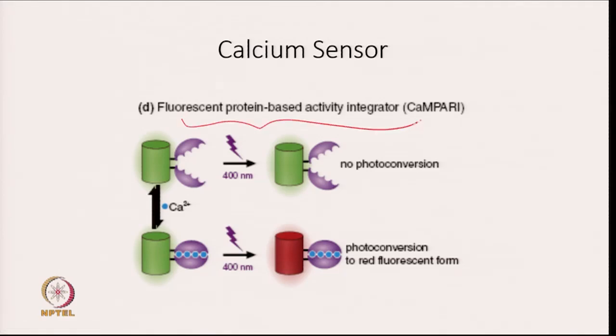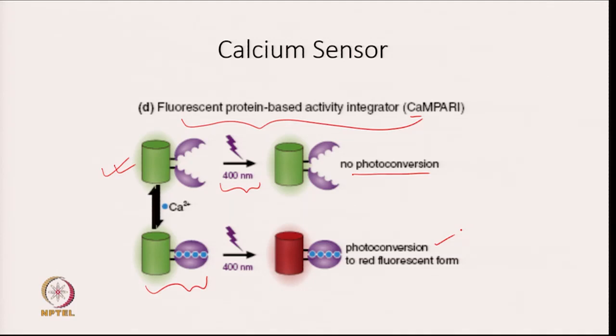The protein which has been used as a fluorophore for this is known as a fluorescent protein based activity integrator, and the name is CaMPARI. This protein has a structure like this. If I excite it at 400 nanometers, there will be no photoconversion. But if I put in calcium, and it goes to the calcium bound form, then when you excite this calcium bound form at 400 nanometers, there will be photoconversion to the red fluorescent form.